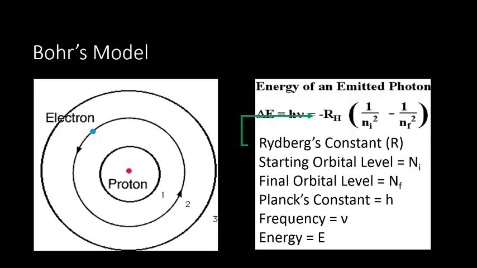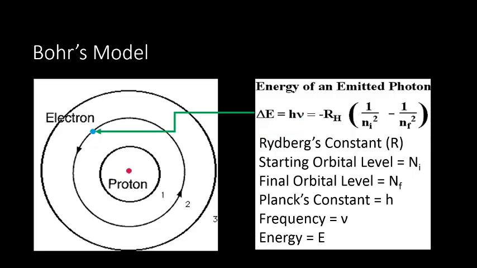Well, let's break this down a little bit. You have Rydberg's constant, which is a constant in classroom settings. A constant is a constant is a constant. You have your starting orbital level, your final orbital level, and Planck's constant; again, a constant is a constant. I will give you all those for all finals, tests, and exams. Then you have frequency and the energy.